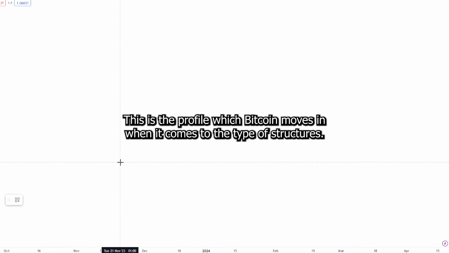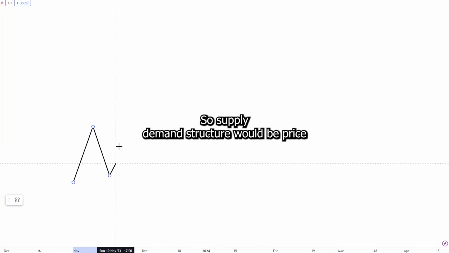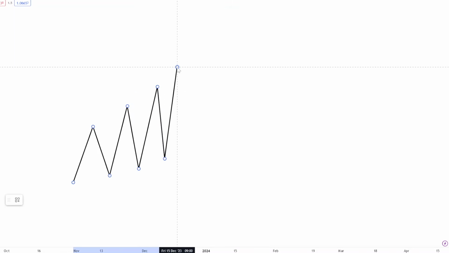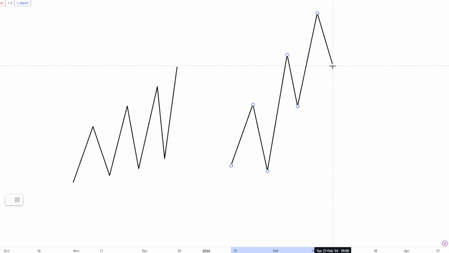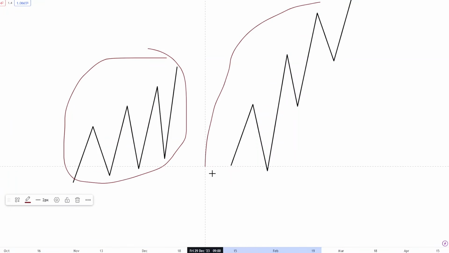When it comes to the types of structures, I've explained this a million times, but let's do it real quick. A supply and demand structure would be price breaking the range and retracing back deep, breaking the range, retracing back deep. A support and resistance structure would be something like this, where price forms a range, breaks structure, but does not retrace deep. It retraces up to the point of your shelf and expands. Retrace to the point of the shelf right here or a little bit right here and expands. So now this is your supply and demand structure, and this is your support and resistance structure.